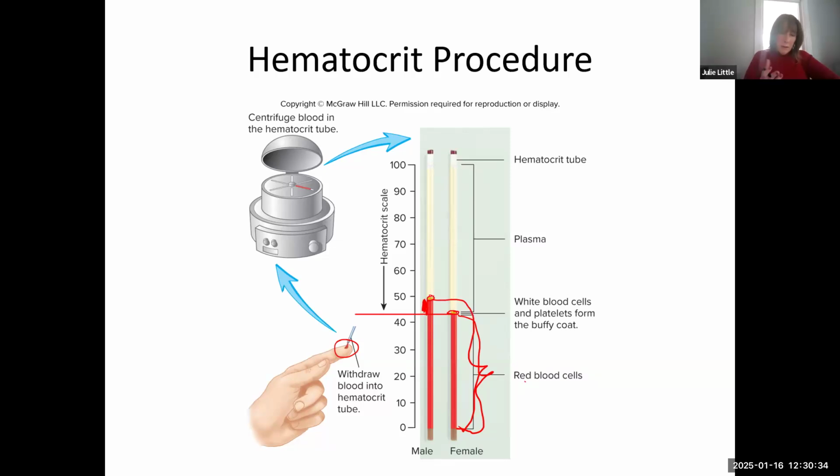Hematocrits are higher in males. Males have testosterone. That's one reason that they have more red blood cells. So higher hematocrit in males than females. In this upper part, the plasma, this is where we have those albumins. We have the different types of the globulins, everything that's dissolved, the ions, the hormones, all of the things.